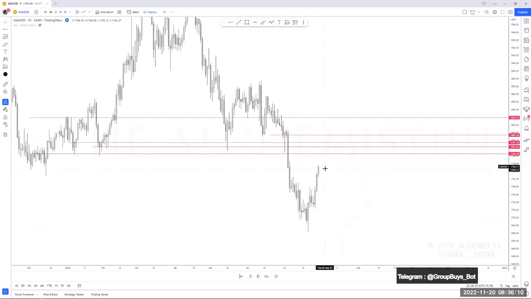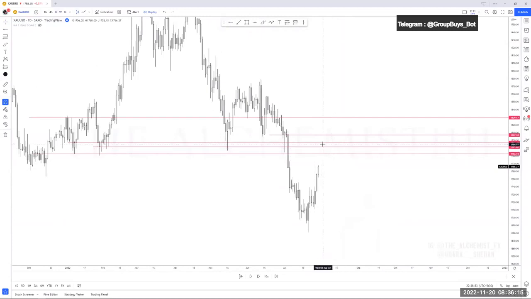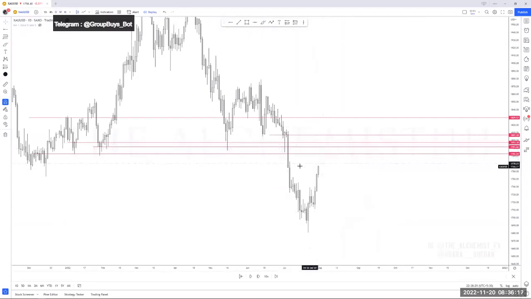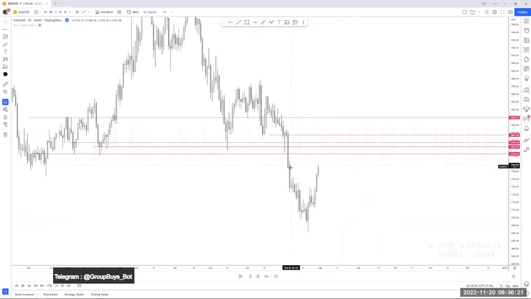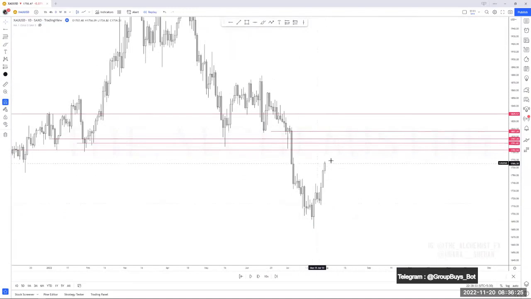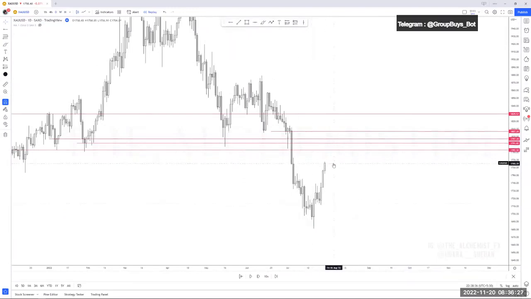Now, what are we going to do until it gets into these areas? That's the next question. Are we going to look for sells in between these? No. In between those, of course, we will not be looking for any trades. We're not going to look for sells. We will only be looking for buys.